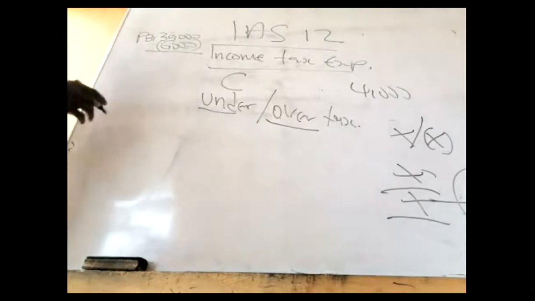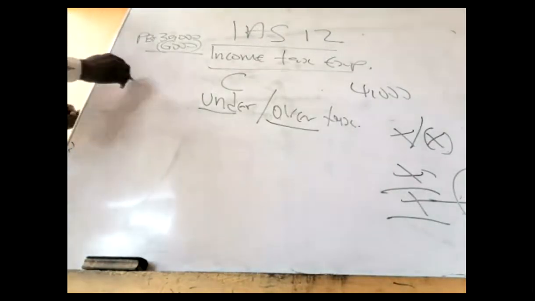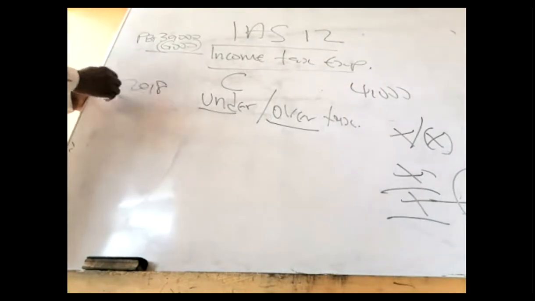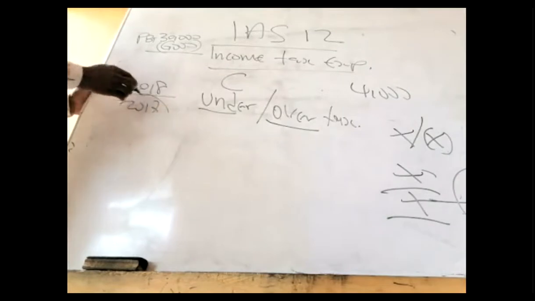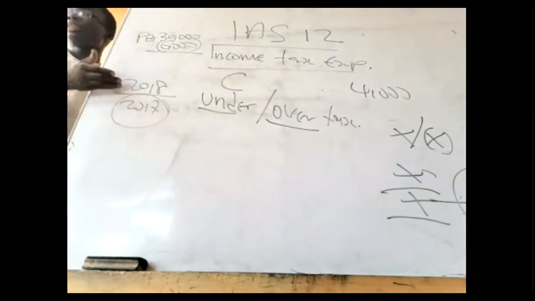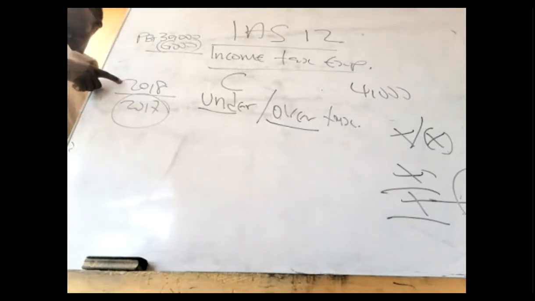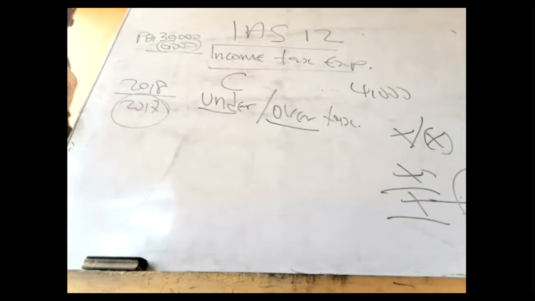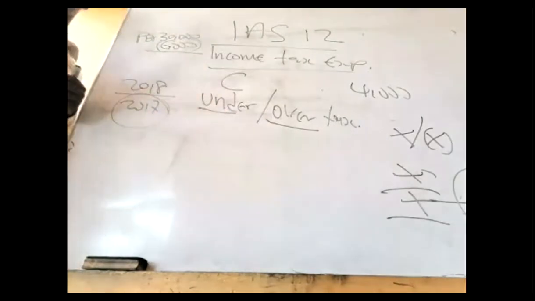So under and over is only for what? The previous year. So if I am in 2018, preparing the 2018 financial statement, I can only confirm what? 2017. So I can only reconcile 2017. Because by the end of 2018, the tax authority will give me the final assessment for the 2017 financial year. The under or the over, I can only confirm the previous year. That is all.